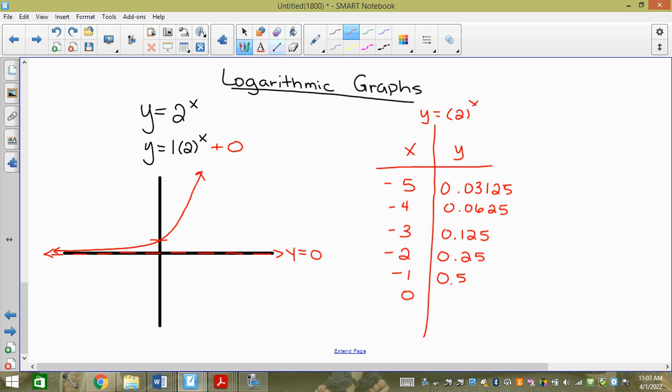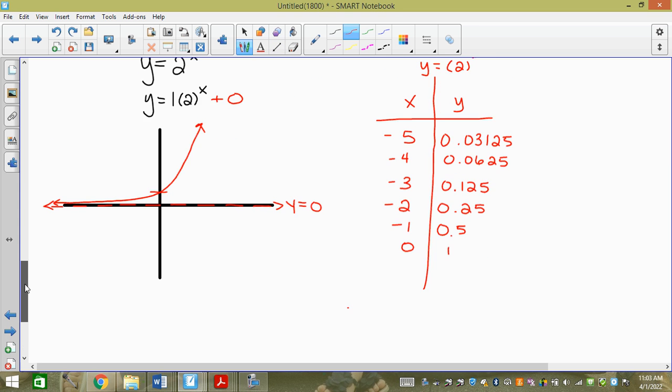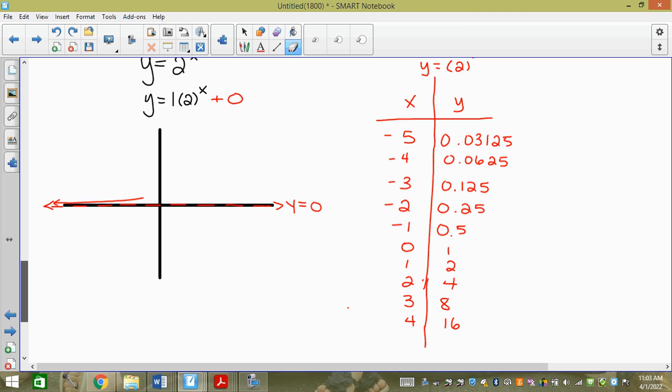0 is 1. Ooh, there's my 1 coordinate. Big old 1 coordinate I used to sketch this graph. 1 and 2, 2 and 4, 3 and 8, 4 and 16, and I've run out of graph, right? But those are way more coordinates than when I sketched. So I'm going to go back and attempt to erase my horrifically drawn graph. Okay.